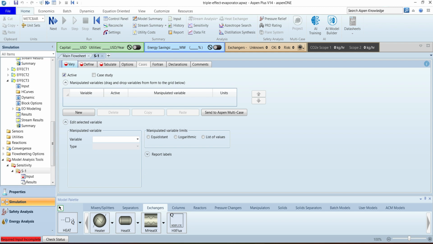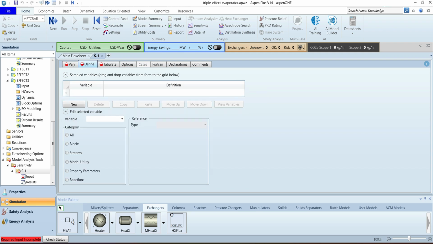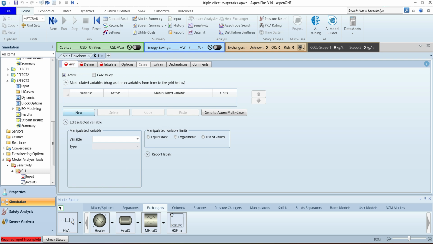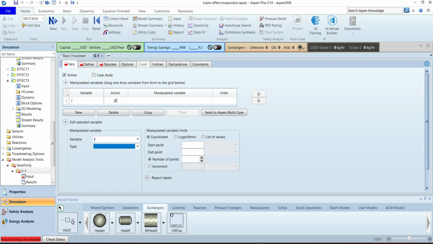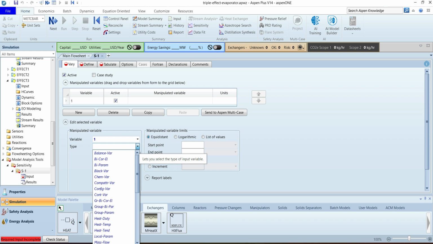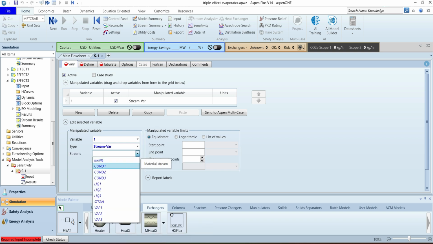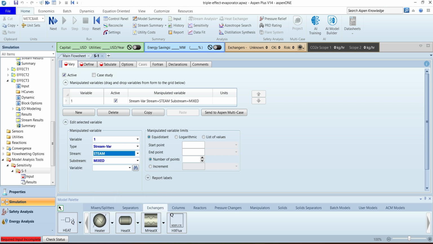We need to vary the flow rate of steam at the inlet of first effect and define the effect on the concentration of sodium chloride. Let's define the steam flow rate. The type could be stream variable. The stream is the steam and the variable is mass flow rate.